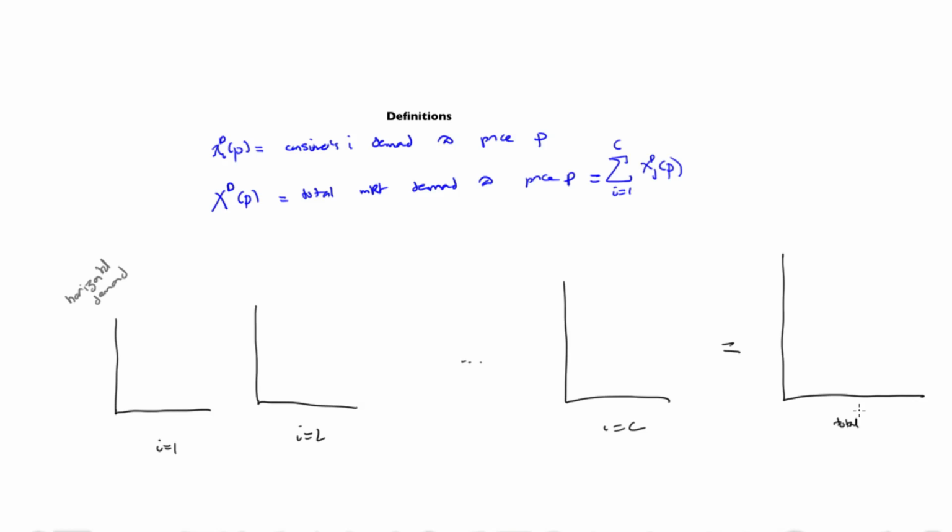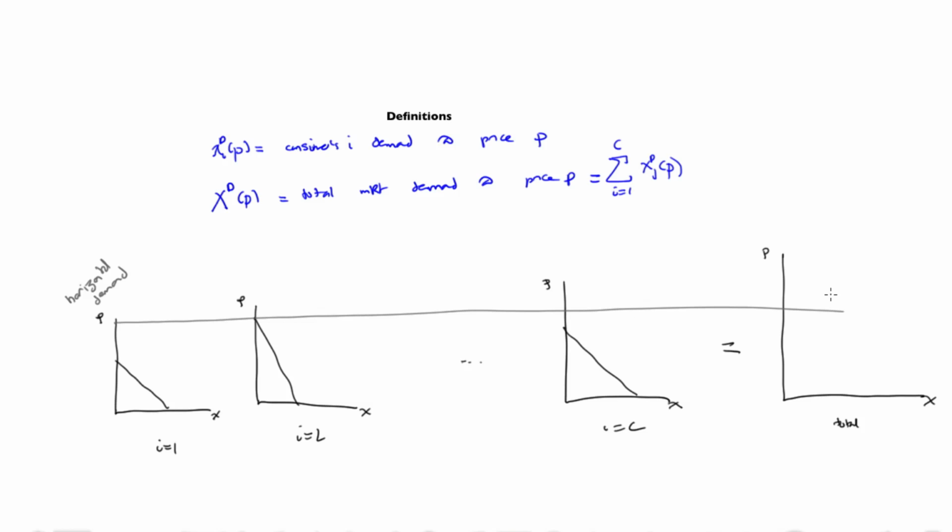Remember that we have been representing the demand curves by flipping the axis, with P on the vertical axis and the quantity demanded X on the horizontal axis. Suppose that we have demands that look like this for the different consumers. How do we construct the aggregate demand curve? We go through every price. Let's start with this one over here. At that price, we add the demand of every consumer. In this particular case it is 0, so we know that the demand at that point is there.